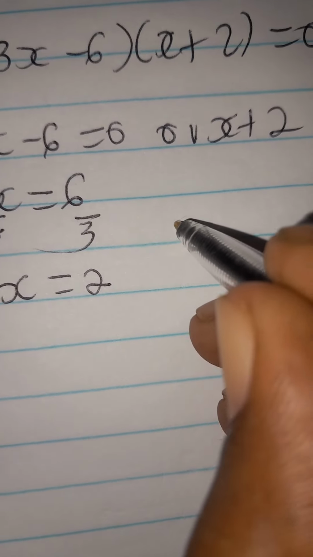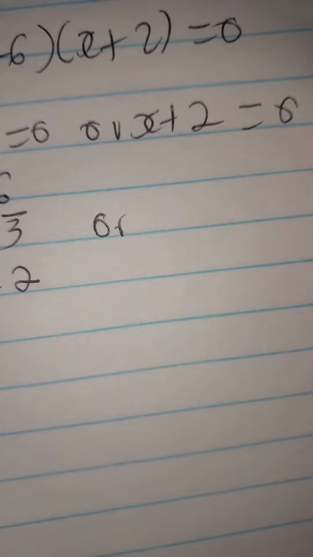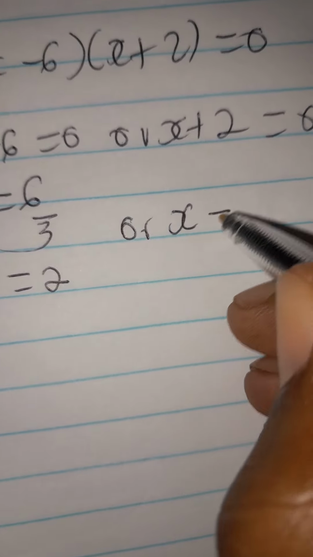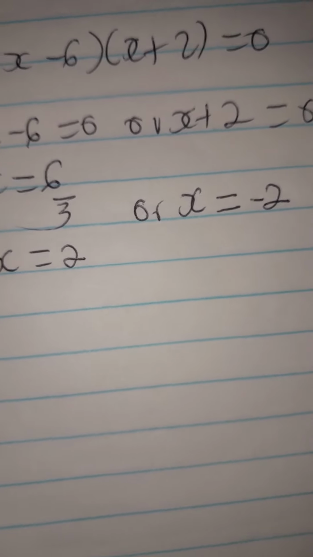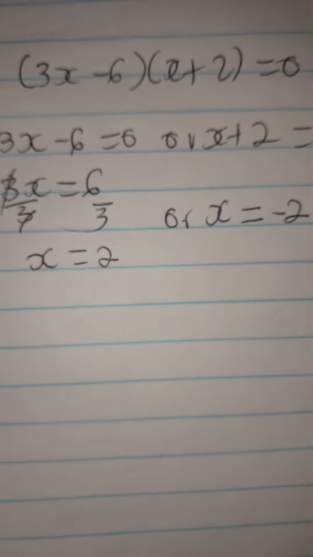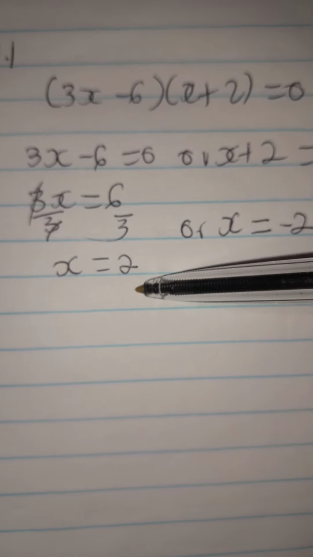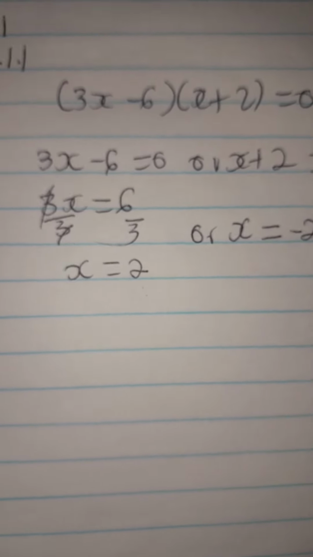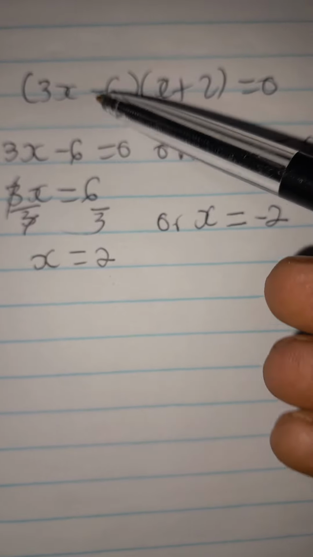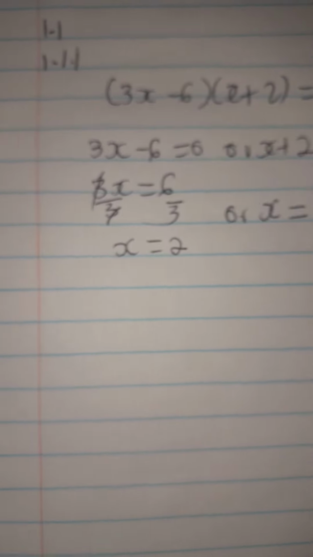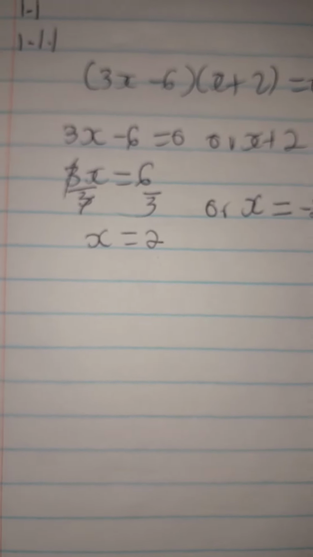Right, we are done with that. Let's transpose 2 to the other side so that we make x the subject. It's going to be negative 2. After that, guys, you can take these values and plug them in. They will give you 0. That's where you can confirm whether your answer is correct or not.